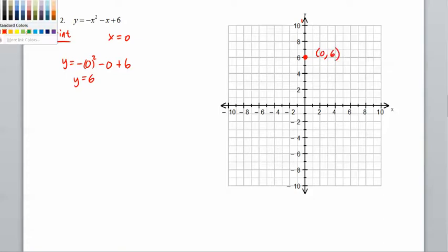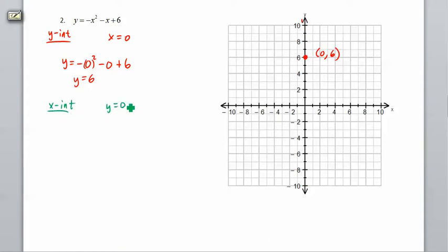Awesome. Let's go on and try the x-intercept. For the x-intercept, we're going to make y equal to 0. So 0 equals negative x squared minus x plus 6. At this point, I want to factor it, and the first thing I want to do is get rid of the negatives. We can either factor out a negative, or with an equation, we can just multiply both sides by negative 1. Negative 1 times 0 is 0. Negative 1 times negative x squared makes it a positive x squared, a plus x, and a minus 3.